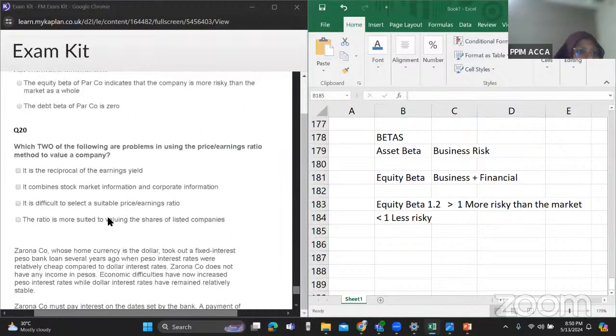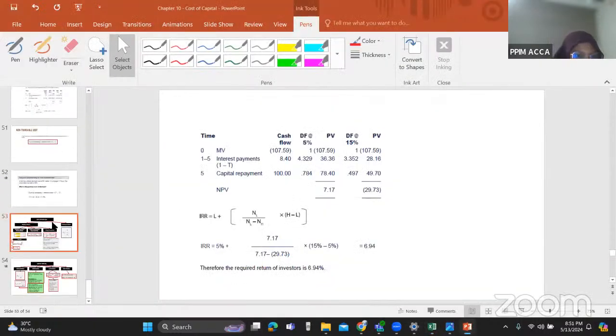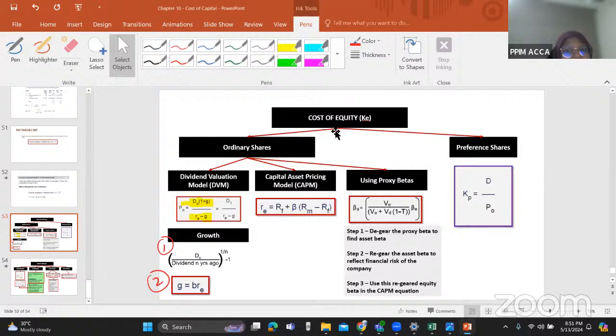Right. Question 20. Which two of the following are problems in using the price earnings ratio method to value a company? If you remember, I showed you this slide. One of the methods to calculate cost of equity is this dividend valuation model. Because the equation has market price per share, the same model you can use to calculate market value also. But with CAPM, proxy betas and all, you can't calculate market value because it's only giving you KE. So when it comes to calculating market values, this is one method. There are other methods as well.